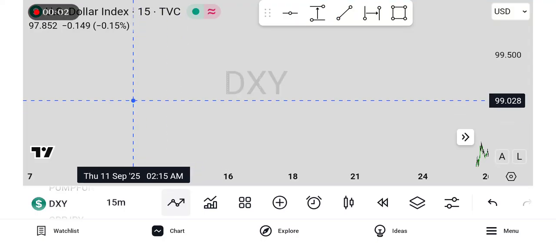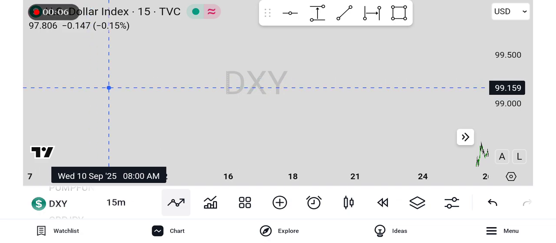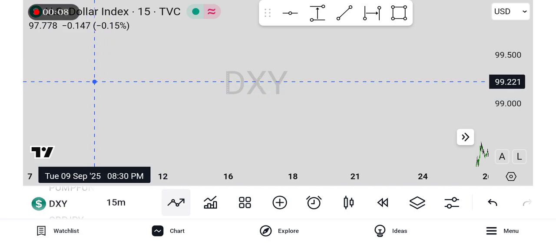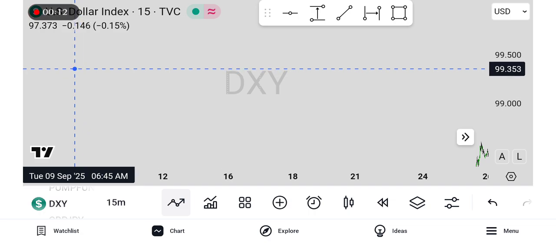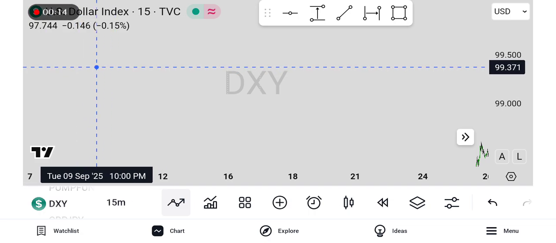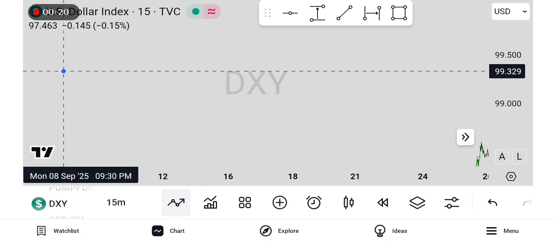Good morning, guys. In this video, I would like to share three types of liquidity you must be familiar with when approaching the chart. So the first one you must know is that liquidity, that inducement after a break of structure.